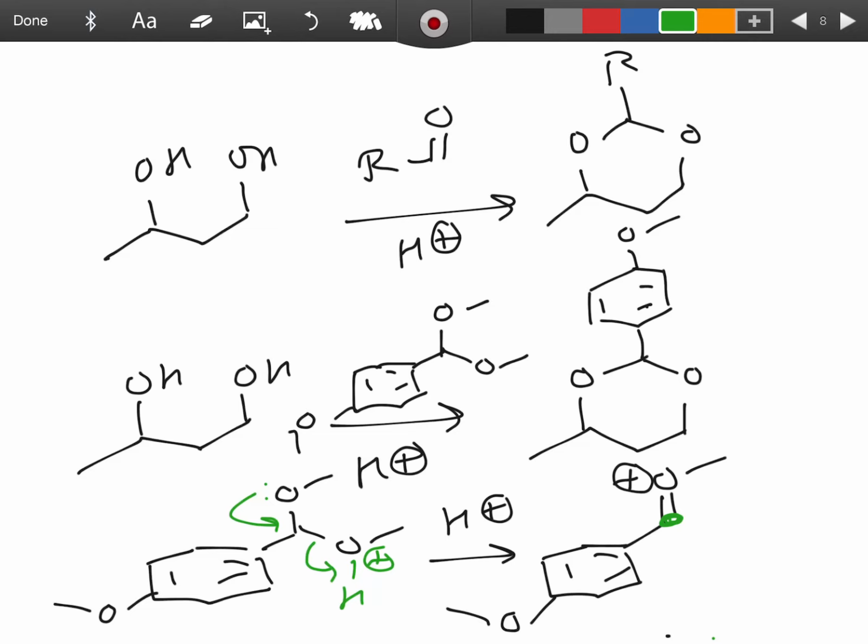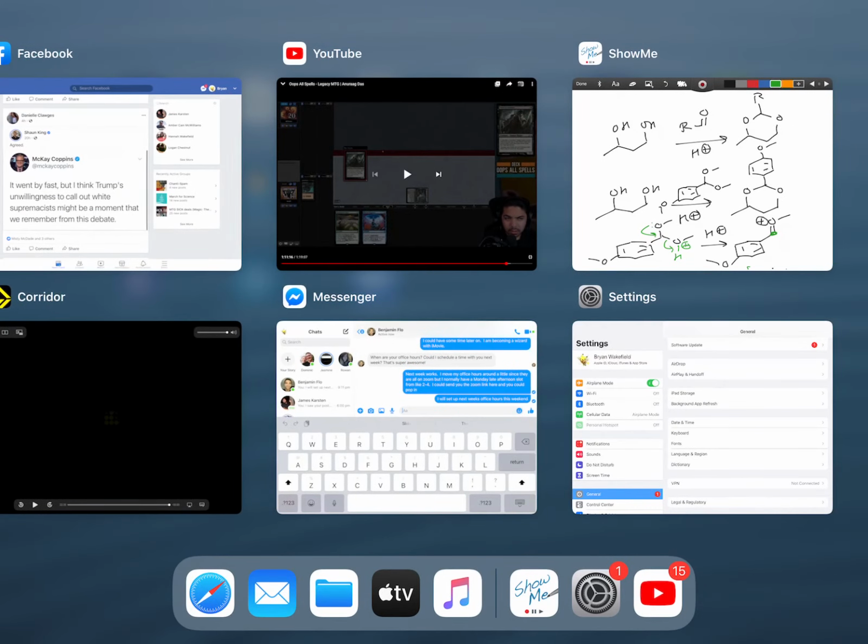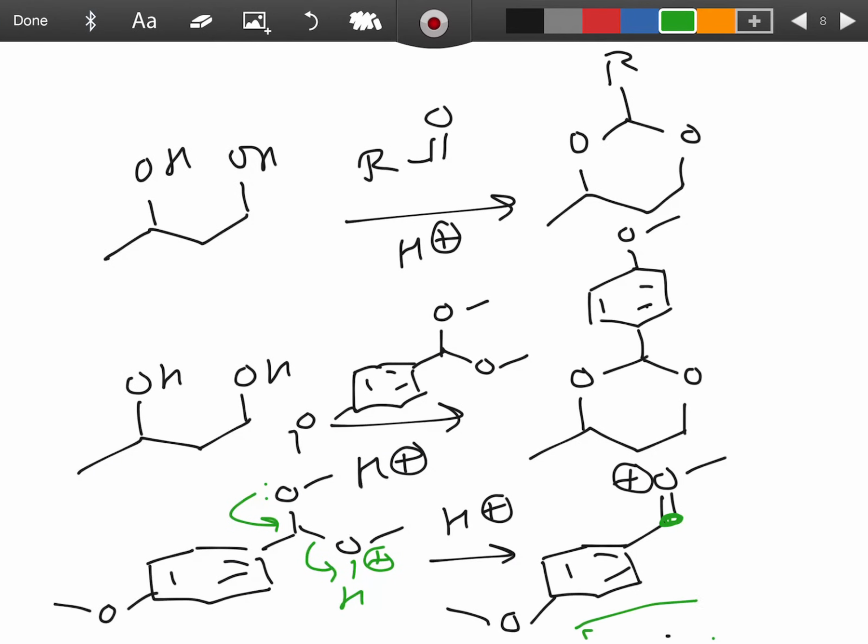There's just a different way to get to the same kind of reactive group, right? To make an acetal, you need a C double bond O. Well, instead of starting with the aldehyde, they started with another acetal, and in the mechanism, you make a reactive intermediate, and you react with that.